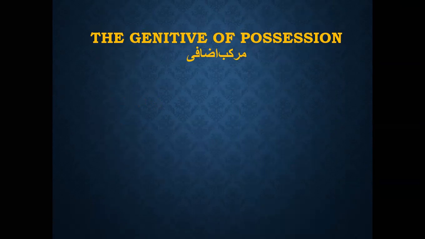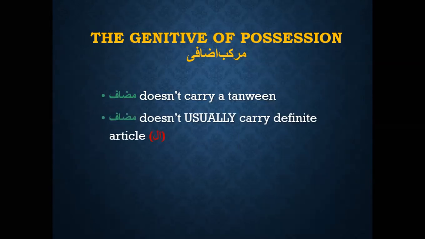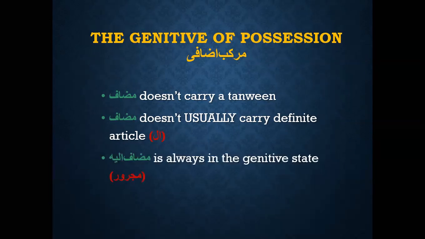So mudaf cannot take tanween, it cannot take al either. It would be devoid of it, even if it carries them generally. So rajulun, for example, waladun, for example, you have to drop that tanween. If it was al waladu, al baytu, you have to drop that al. You cannot keep that al and make it mudaf. Mudaf does not take al and it does not take tanween.